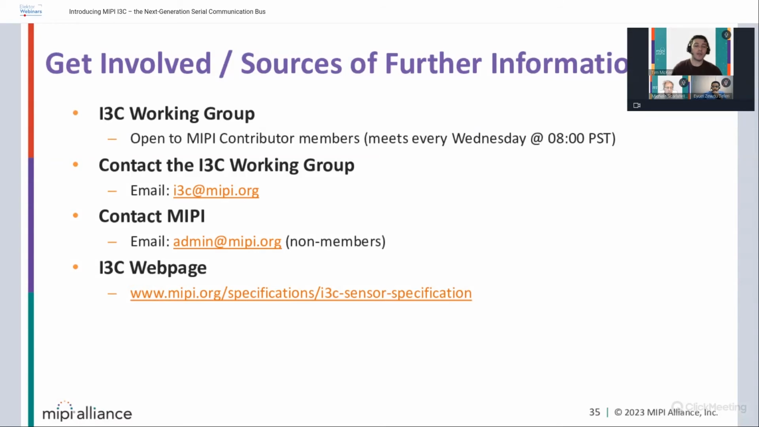How can you get involved? I'm the chairman of the I3C working group. We meet every Wednesday at 8 a.m. Pacific time. You can also email the working group reflector. We're very active and responsive to any questions that are received. And if you want to get in touch with MIPI, there are some contacts there as well.